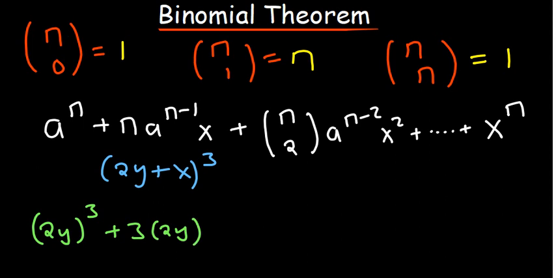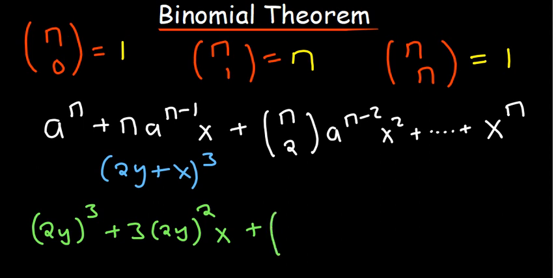Now as you get to be conversant with this, you'll be able to see that your power of a is reducing by 1 at each point. So 3 minus 1 is just 2. x begins to increase. Okay, plus.